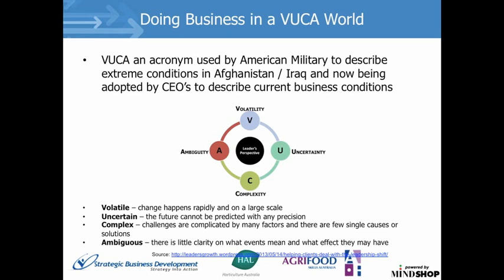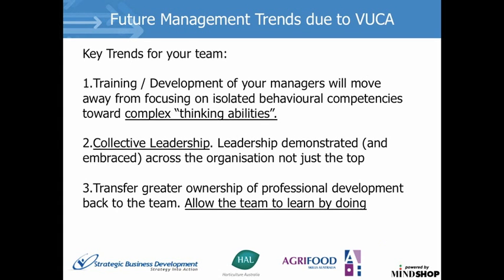In Brisbane, we started talking about the volatile business environment that we work in, and it's picked up by this acronym VUCA, which stands for volatility, uncertainty, complexity, and ambiguity. It comes out of some work done by the US military, and it's now been picked up by mainstream business leaders to describe the very challenging environment that we're currently in. What does it mean for us?